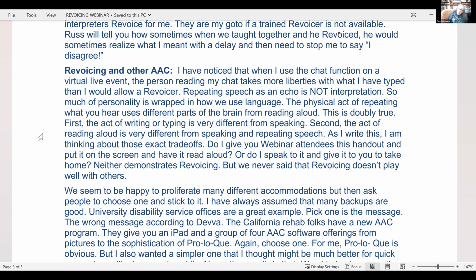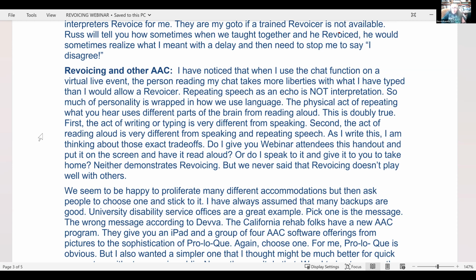This is doubly true. First, the act of writing or typing is very different from speaking. Second, the act of reading aloud is very different from speaking and repeating speech. As I write this, I'm thinking about those exact trade-offs. Do I give you webinar attendees this handout and put it on the screen and have it read aloud? Or do I speak to it and give it to you to take home?